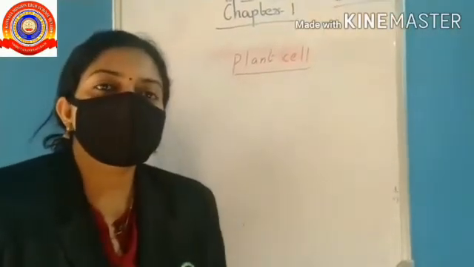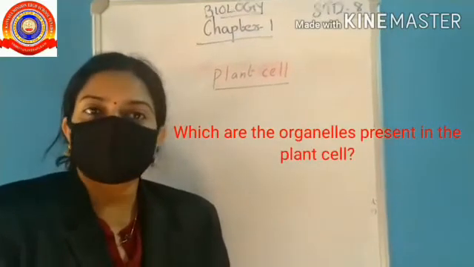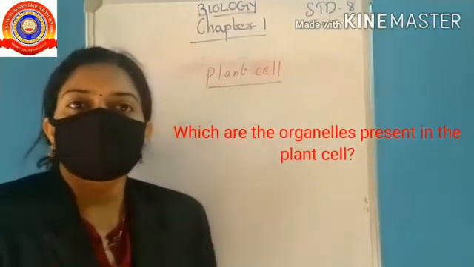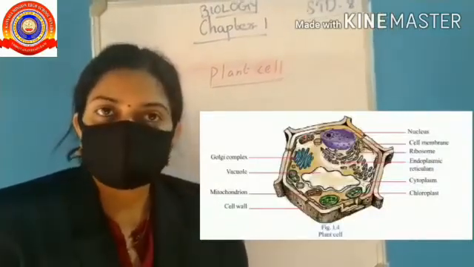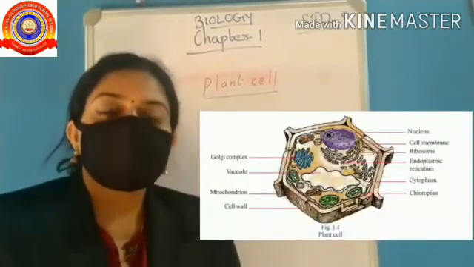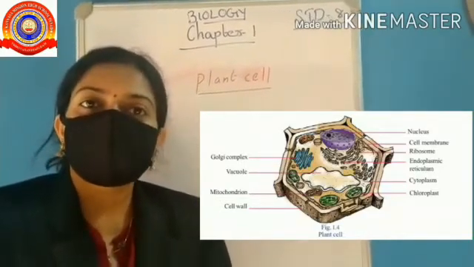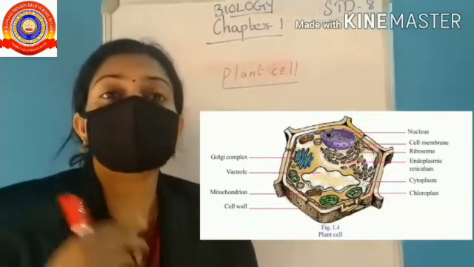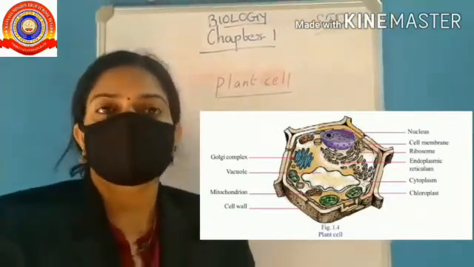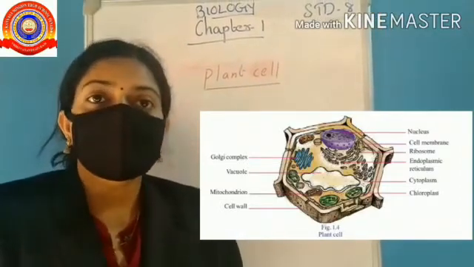Next is about plant cell. Which are the organelles present in the plant cell? Do you know? The plant cell consists of nucleus, cell membrane, ribosome, endoplasmic reticulum, cytoplasm, chloroplast, Golgi complex, vacuole, mitochondrion and cell wall. Here, cell wall, vacuole and chloroplast are only present in plant cell.